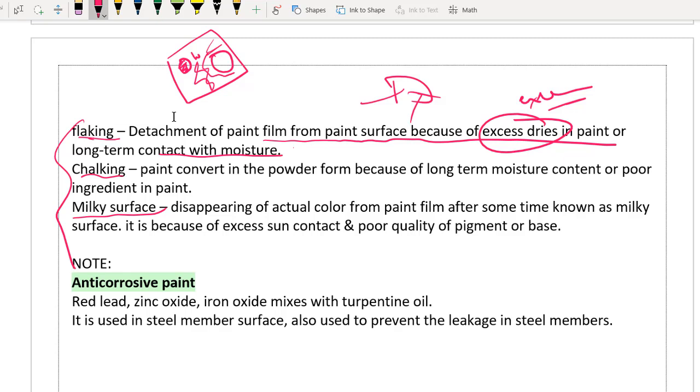Maybe not now, but previously, whenever you went to your granny's home or some elder's home, you might have observed that if they are living in a very old home and have gone for a color wash, you will notice after some time that there is a change in color on different sides of the wall, right? So why is this happening? This is called milky surface. Disappearing of the actual color from the paint film after some time is known as milky surface. It is because of excess sun contact and poor quality of pigment or base.